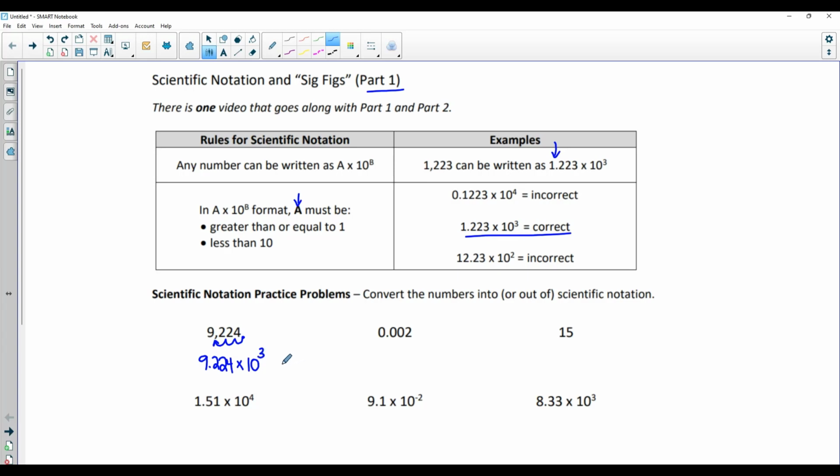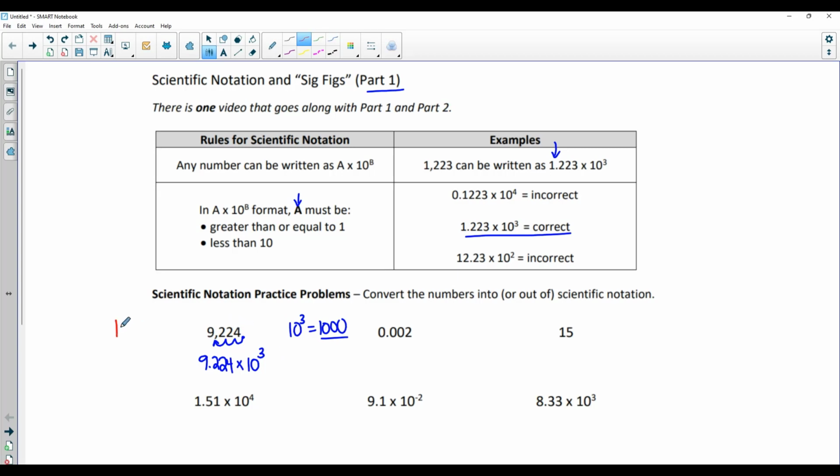And I find a lot of students get confused over whether this is 10 to the positive 3 or 10 raised to the negative 3. And until you get familiar with it, it's probably easiest to memorize things like 10 to the power of 3 is equal to 1,000. And so if we're multiplying 9.224 times 1,000, that's going to get us back to the original answer, and that's correct.